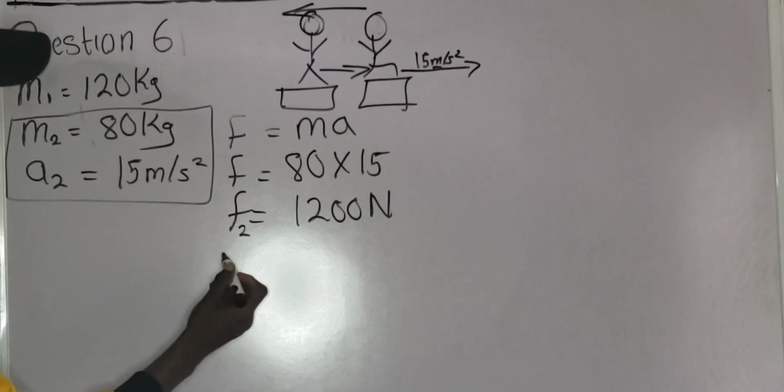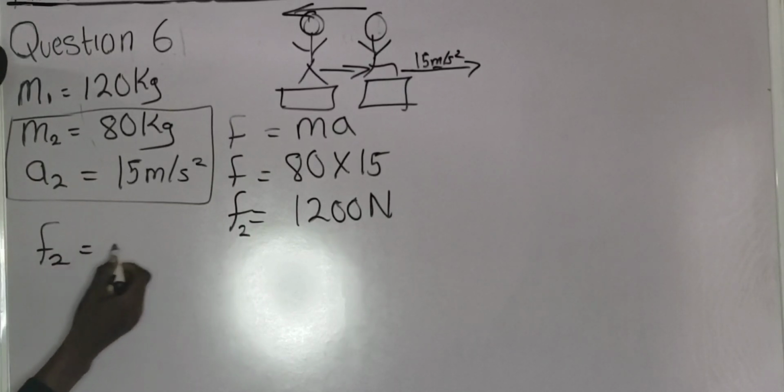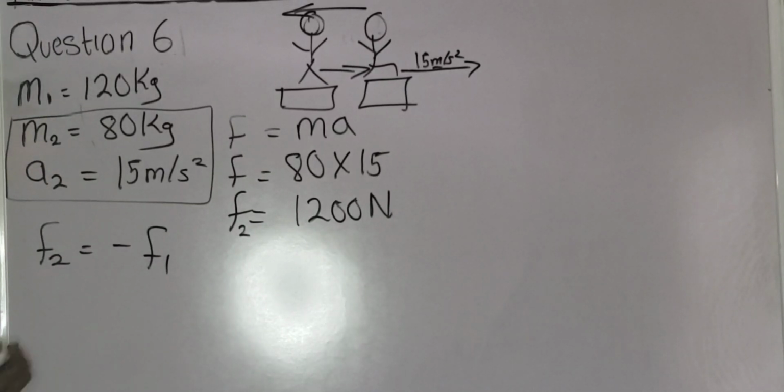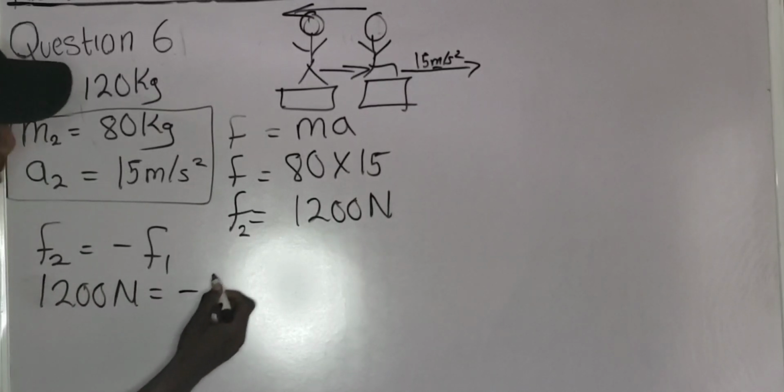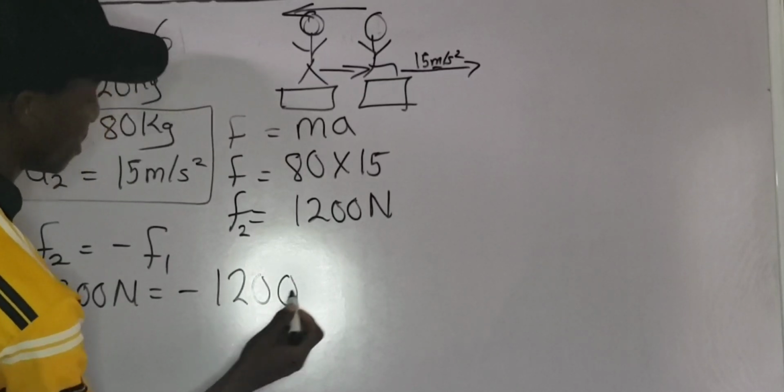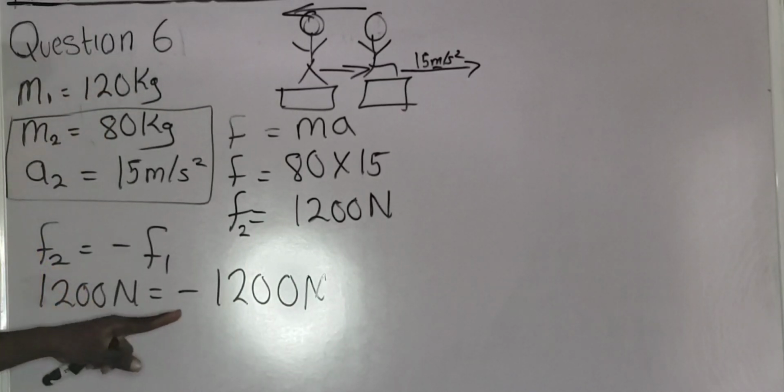So F2 here will be negative F1. Do you understand? So since F2 is 1200 Newton, I'm going to have 1200 Newton is equal to minus 1200 Newton. Do you understand?